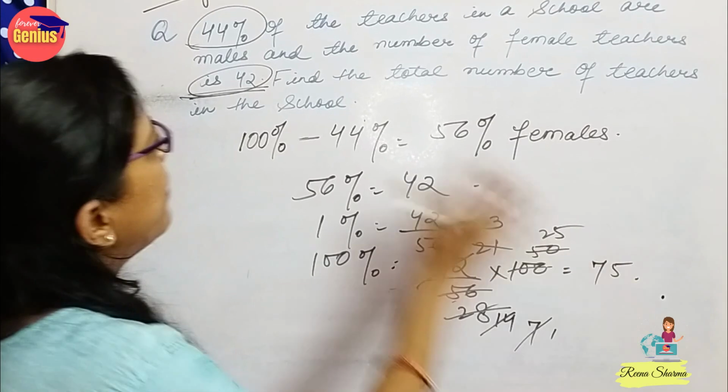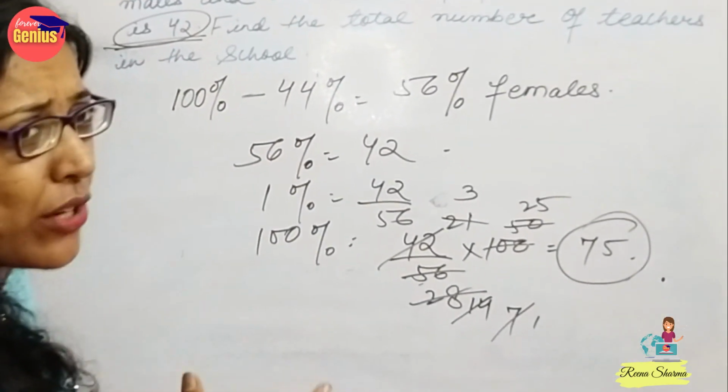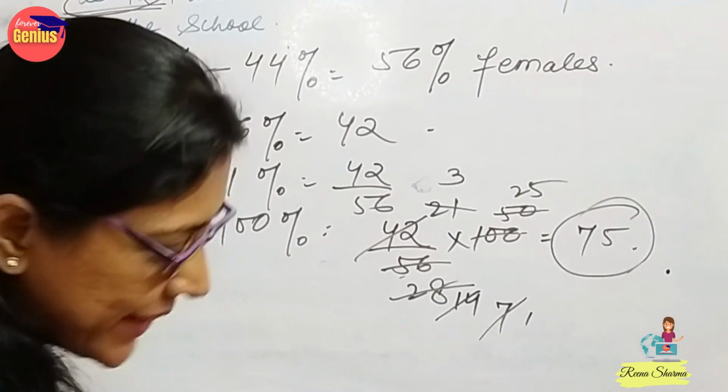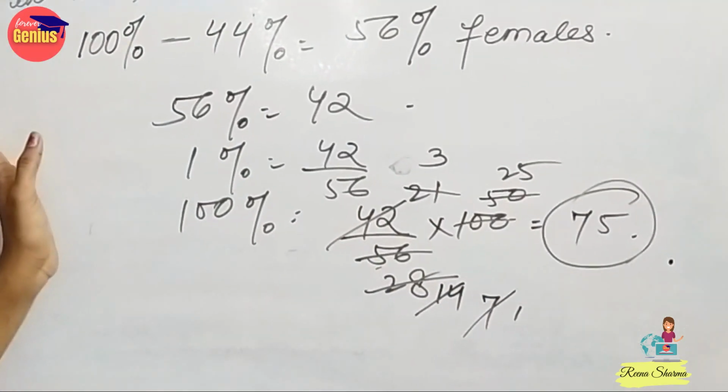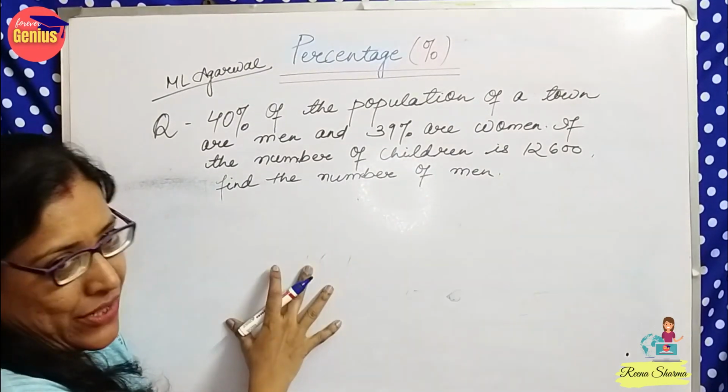So the total number of teachers in the school is 75. Isn't it going to be very easy? Yes, it is. Now look for our next sum. This is the most frequently asked question.